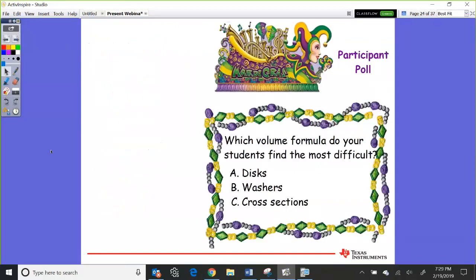All right, we're ready, Mr. Mike. Throw us something, Mr. Mike. This time the question says, which volume formula do your students have more problems with? Do they have problems with disks, washers, or cross-sections?